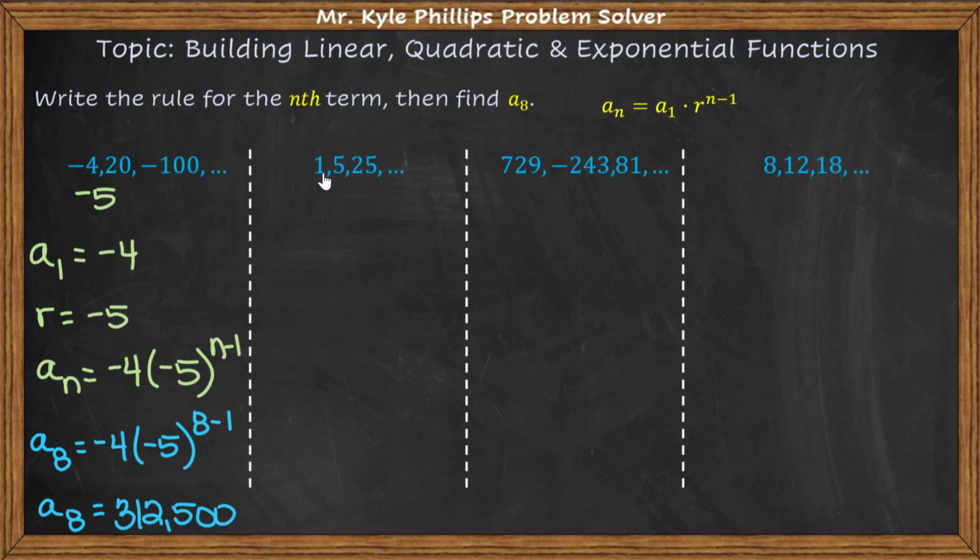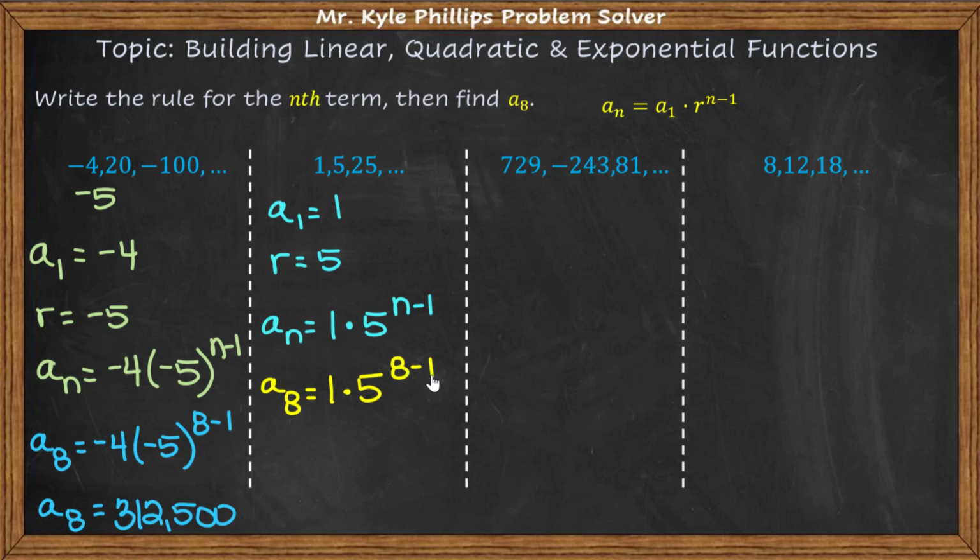All right, here we have 1 to 5, 5 to 25. So my first term is 1. My common ratio here is 5. So it looks as though I'm going to have 1 times 5 raised to the n minus 1. And then they want me to find the eighth term here. So in order to find the eighth term, I'm going to have 1 times 5 raised to the 8 minus 1. So the eighth term is 5 raised to the 7th power. So 5 raised to the 7th power is 78,125.